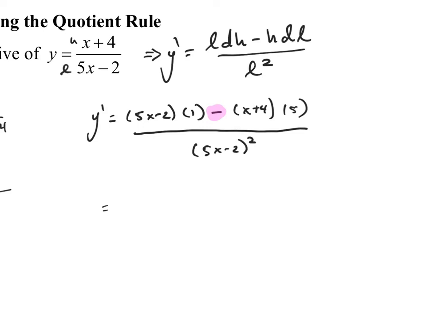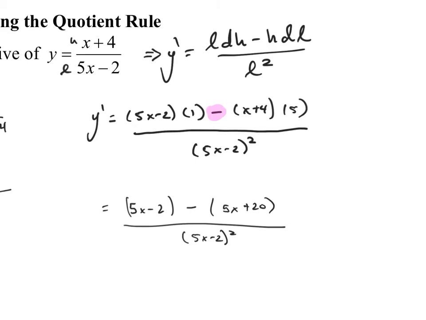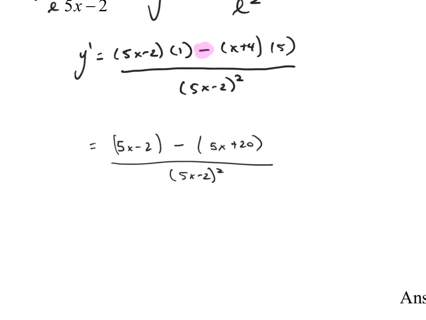So 5x minus 2 times 1 is 5x minus 2. And then I'd have minus 5 times x plus 4. 5 times x is 5x. 5 times 4 would be plus 20. And all of this again is over 5x minus 2 squared. Never ever distribute out that denominator. It's not going to help you out.